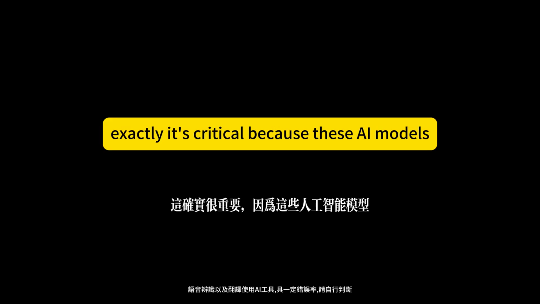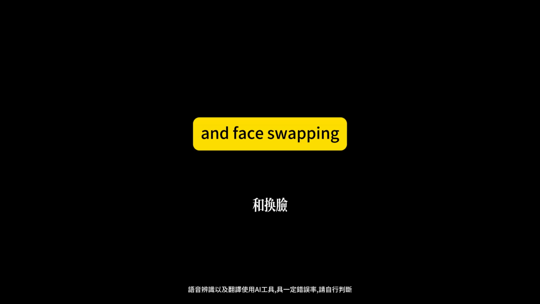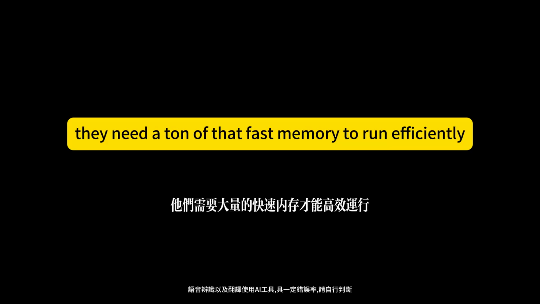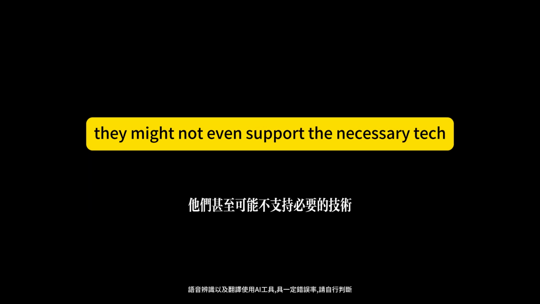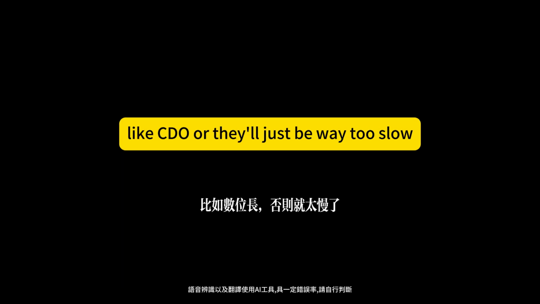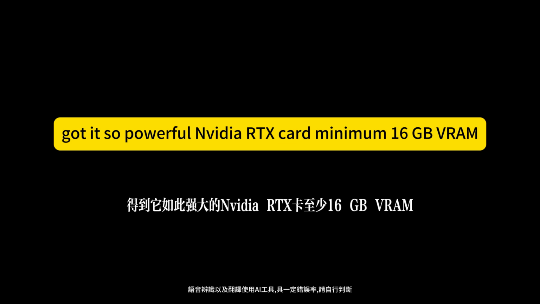Exactly. It's critical because these AI models, the ones doing the heavy lifting for image generation and face swapping, need a ton of that fast memory to run efficiently. Older cards, like maybe the MX series or older GTX ones, might not even support the necessary tech like CUDA, or they'll just be way too slow. 16 GB VRAM is kind of the baseline for smooth operation here. Got it. So, powerful NVIDIA RTX card, minimum 16 GB VRAM.